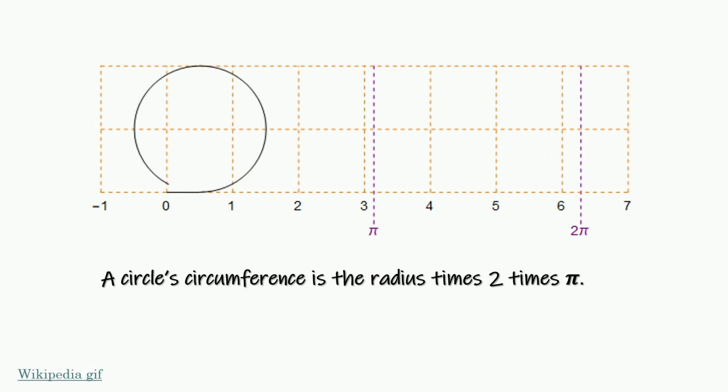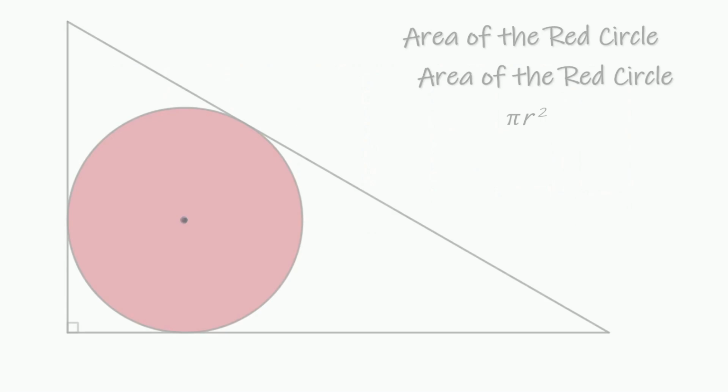So if you had a circle and you wanted to know how long it is around the outside, you take the radius and multiply it times 2 pi. It'd be 2 pi radians. It's the distance around the outside. That's pretty cool. Anyway, let's talk about our problem.